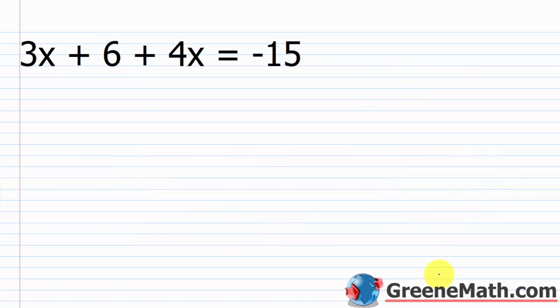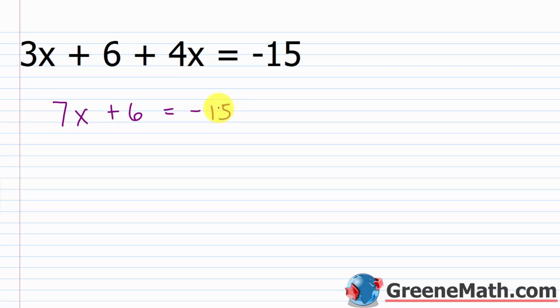All right, let's take a look at another one. So for this one, we're going to do some simplifying first. We have 3x plus 6 plus 4x equals negative 15. So in any equation, you can always simplify things before you get going. And in this case, I know 3x plus 4x is 7x. So this is 7x, then plus 6, which is equal to negative 15.